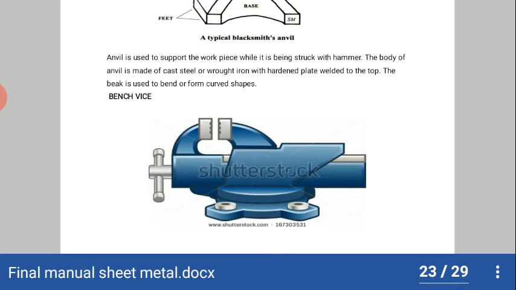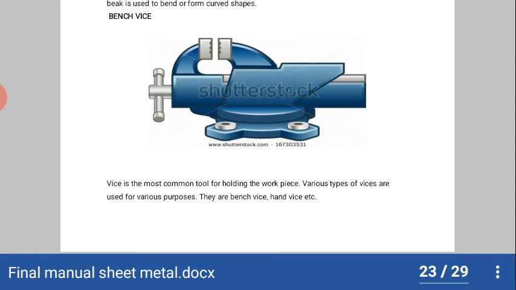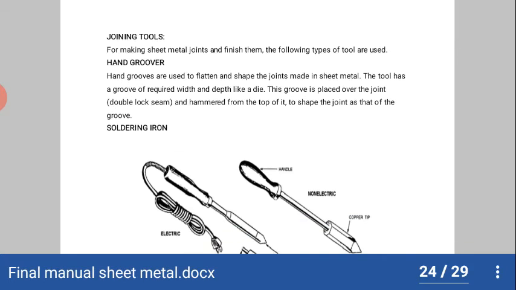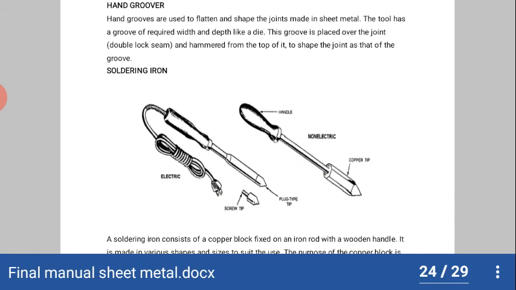Next is bench vise. Students, bench vise is a holding tool, which is used for holding the workpiece for performing any working operation. The material of bench vise is cast iron or cast steel. These are the joining tools, soldering and brazing irons.